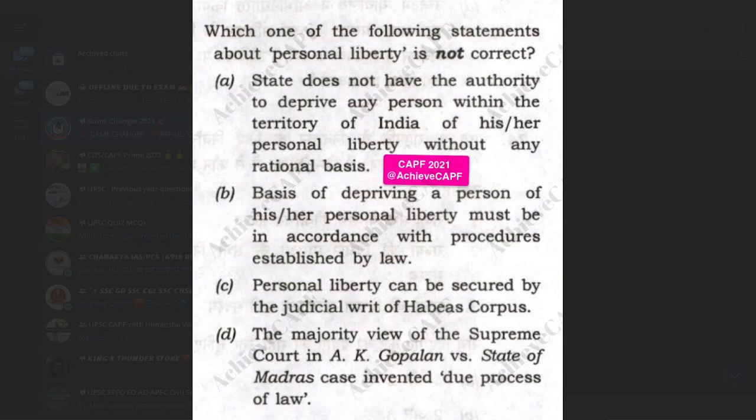Due process of law means the judgment which was given is based on the constitution. It will be on the fundamental rights. If the law is violating the fundamental right, then due process of law will be implemented there, and it will give the judgment based on the fundamental rights.